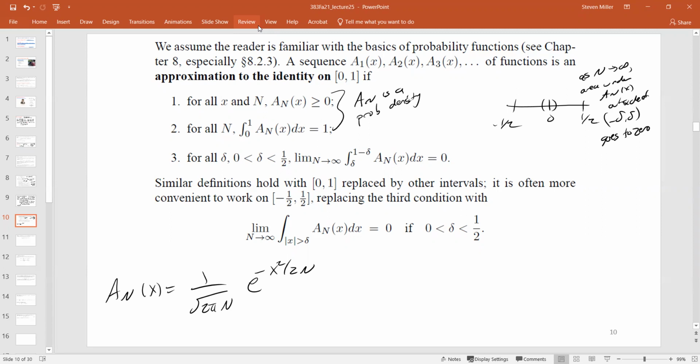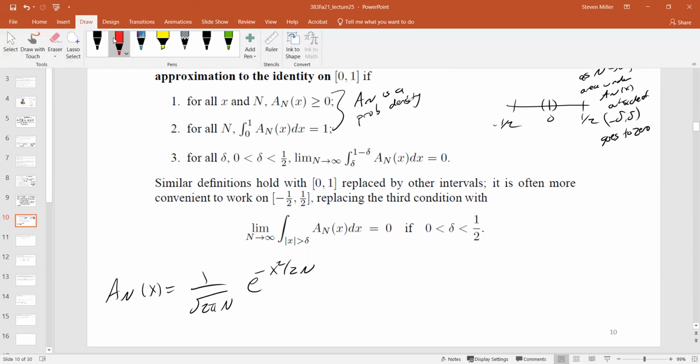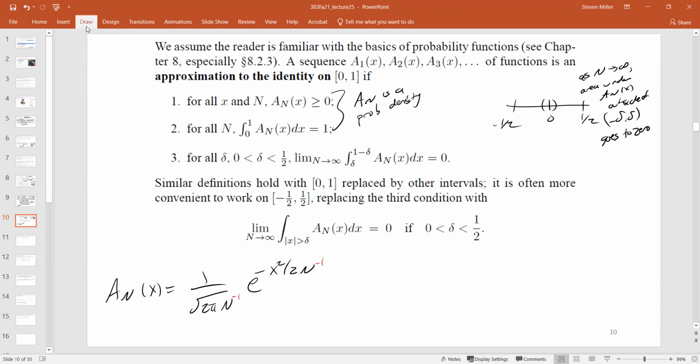This is going to become more and more spread out, right? This would be horrible. So I don't want n. Instead of n, I want 1 over n. So now it's a normal with mean 0 and variance 1 over n. With variance 1 over n, it's getting tighter and tighter. That makes sense. I'm having a Gaussian with more and more mass concentrated in a smaller and smaller interval. So this is a really good example of a sequence of functions that's an approximation to the identity.